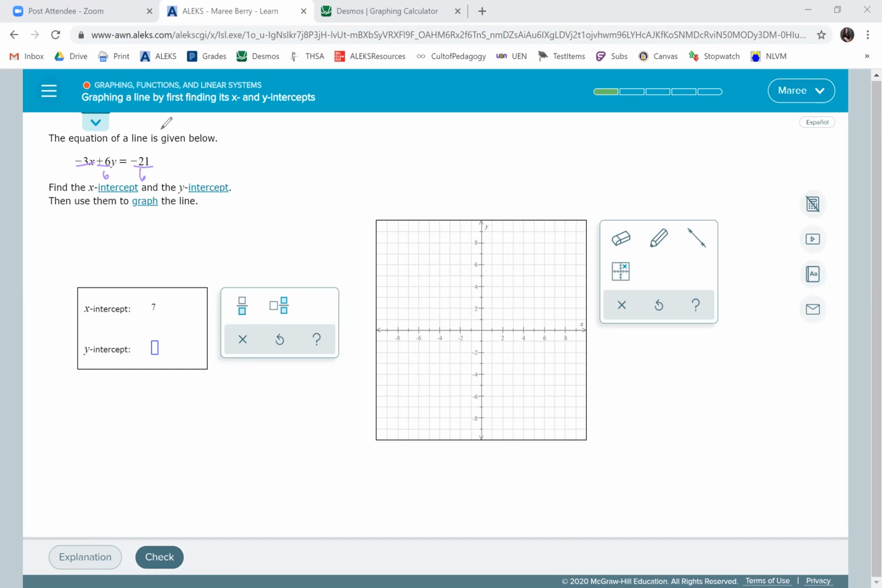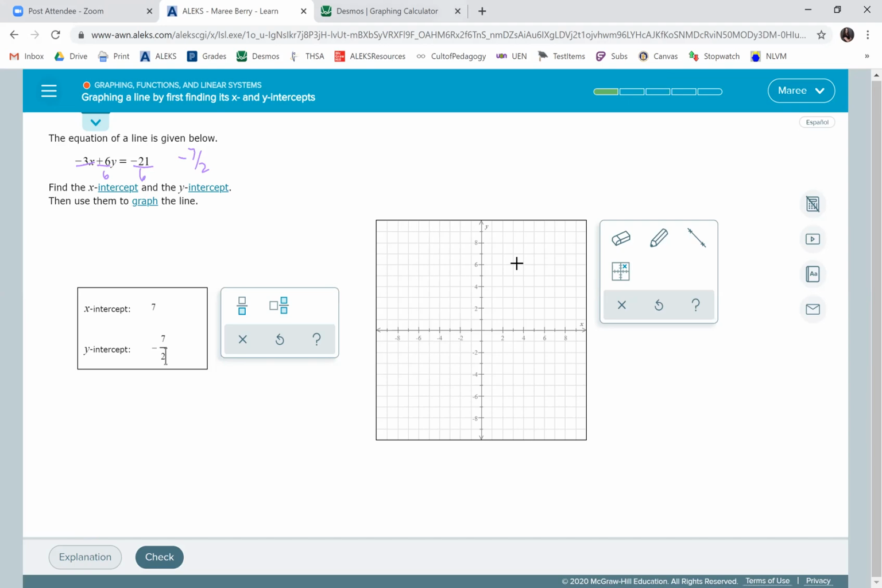Wait a minute. That doesn't seem... Well, that's what it is. Okay, we'll divide them both by 3. Wait, so if I divide that by 3, I get -7/2. Okay. So we'll just put -7/2 here.